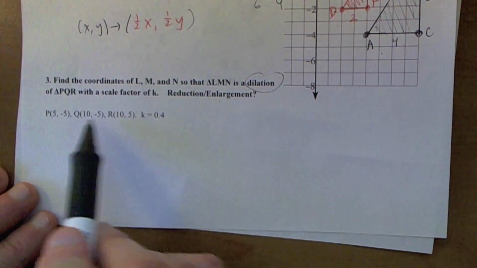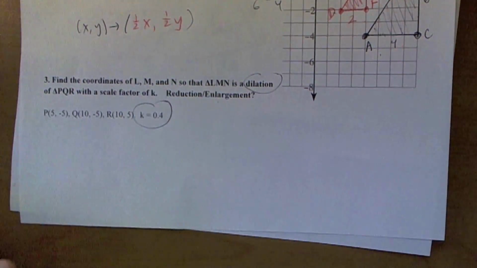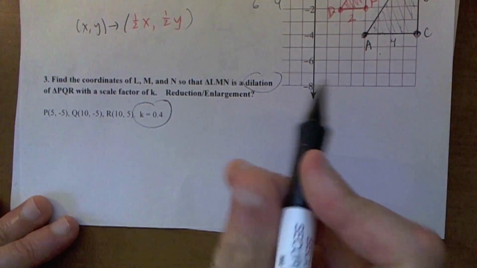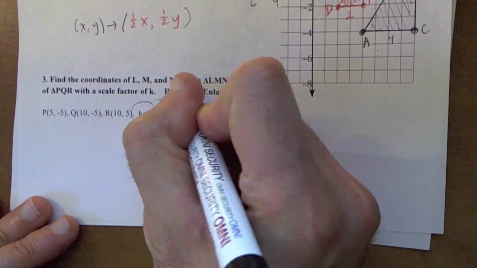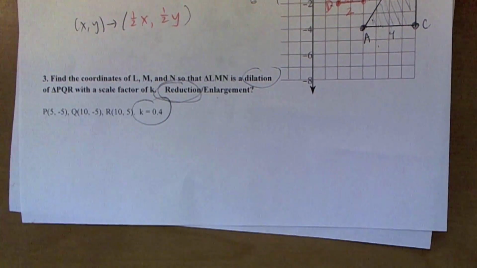So if I start with PQR with these coordinates, and let's say k is 0.4, go ahead and pause and see if you can find this. Since k is 0.4, I'll give that to you. Of course, we remember if it's less than 1 it is a reduction, so it's going to get smaller than these coordinates. So go ahead and find that, please.